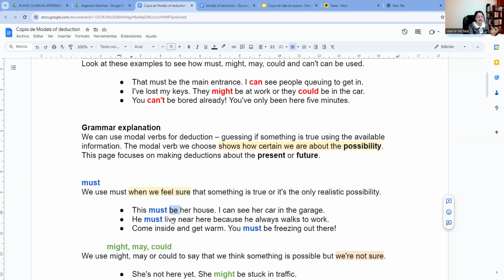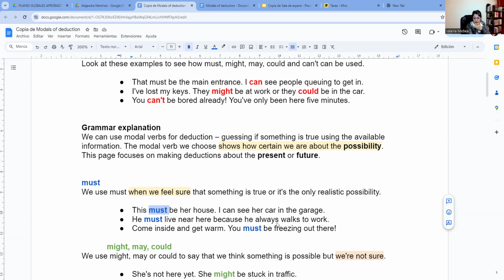So this must be her house means, yeah, we are talking about the possibility that this is their house, or her house in this case. Yes. Okay, thank you. No problem. So this in Spanish would be something like, esta debe ser su casa. In Spanish, we don't have the different modal verbs. That's why it's a little tricky to realize when to use them. I would translate must into debe de. But it depends on how you speak, on your different ways of speaking Spanish. So this is just my approximation.